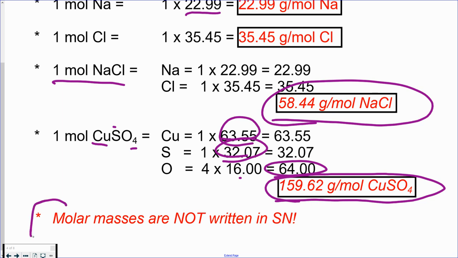Huge. Don't want anybody to miss any points or to get confused when completing their math assignments. And that is, molar mass should never, ever, ever be written in scientific notation.